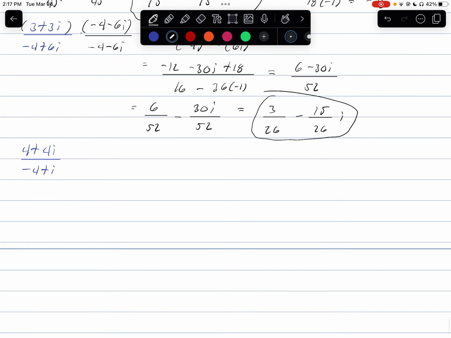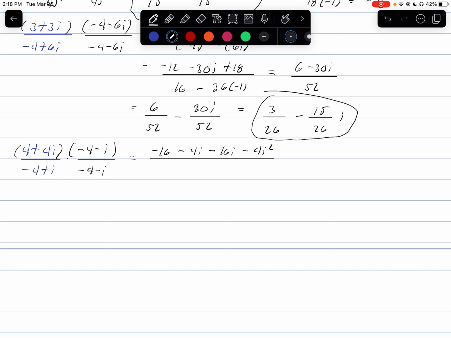Okay, let's do one more. Here we have 4 plus 4i over negative 4 plus i. So let's do the conjugate of the denominator over itself. So we'll have negative 4 minus i over negative 4 minus i. And the numerator is going to become the product of these two. So we'll have minus 16 minus 4i minus 16i minus 4i squared.